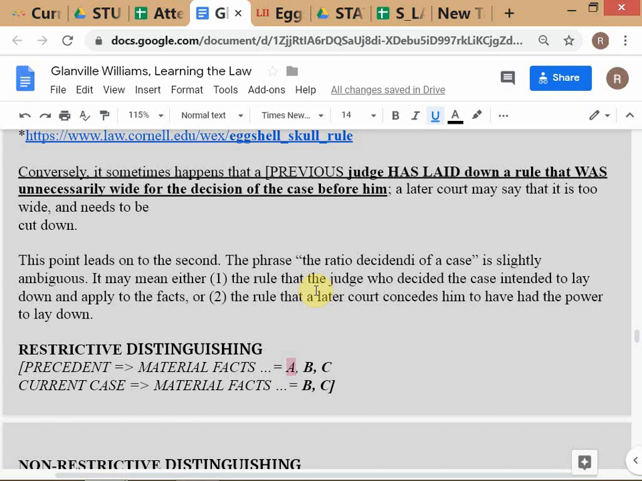Are you following the logic here? This is what is meant by restrictive distinguishing. So the females this year are restrictively distinguishing the decision of the NUS judge in the previous year, where he said that all DSB students should be banned. Is everyone clear about this?